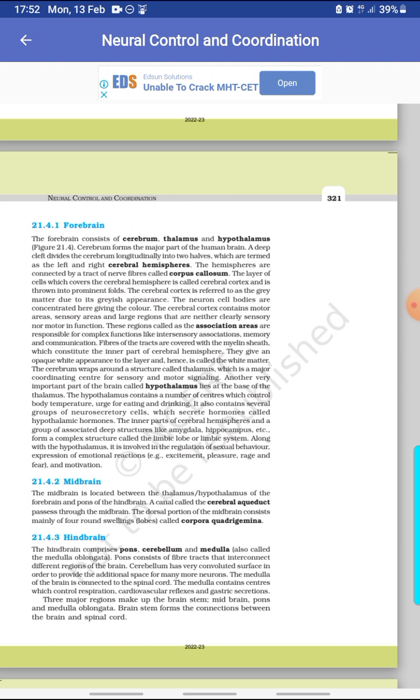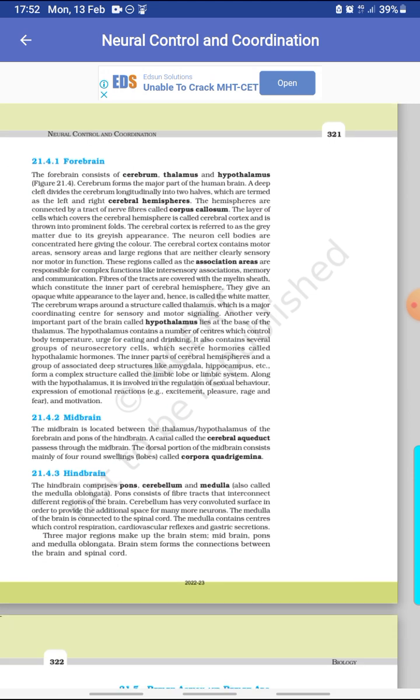Brainstem forms the connection between the brain and spinal cord. Three major regions make up the brainstem: midbrain, pons, and medulla oblongata.